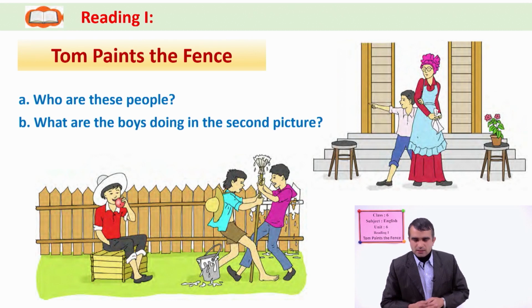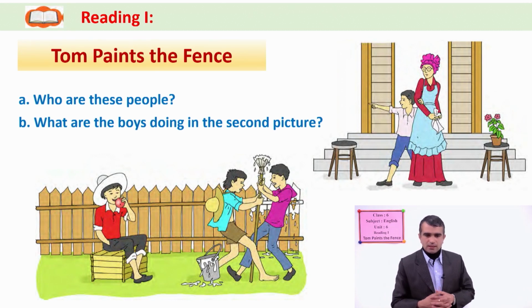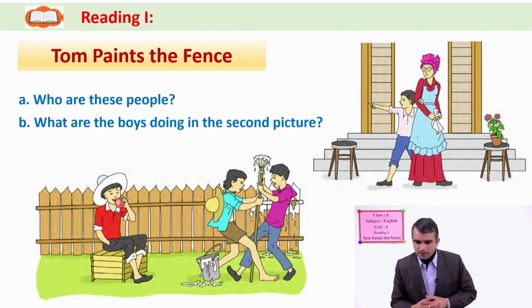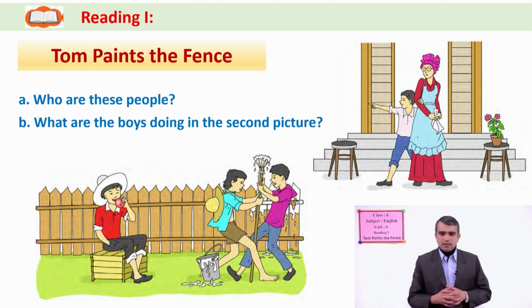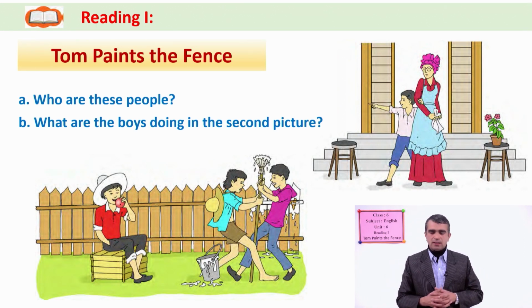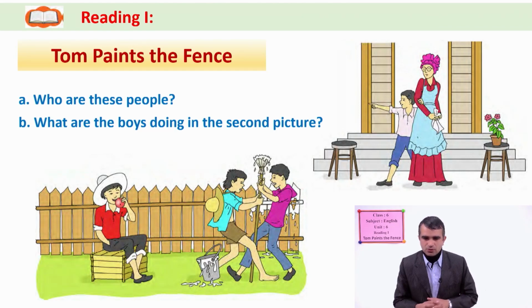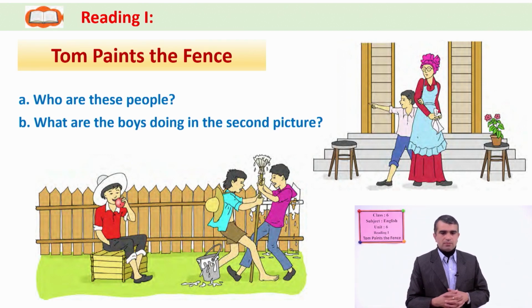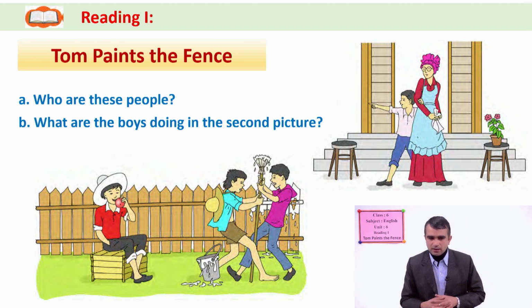What are the boys doing in the second picture? Are they doing any activities? Of course, they are fighting. Are they all fighting? No. One is sitting and eating something, perhaps an apple. And two boys are fighting. Okay, you said it. That is good. Is it good to fight? It is not good to fight. But we can see the boys are fighting here, and one boy is eating an apple.